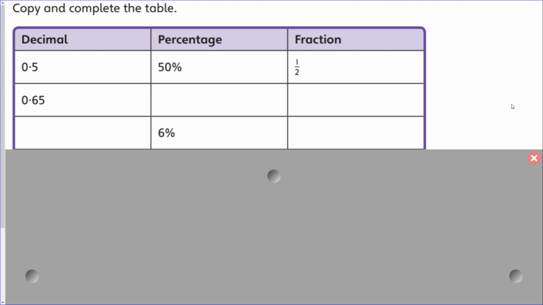Right, so you should have had time to copy that table down. And what we are basically doing, if we look at the top one, they always give you an example. 0.5 is equal to 50%, which is equal to 1/2. So we are looking for equivalent fractions, decimals, and percentages.